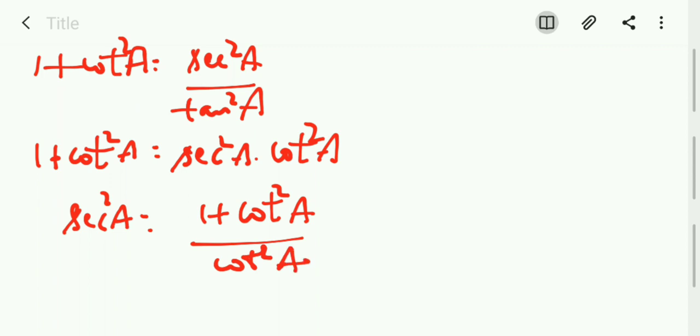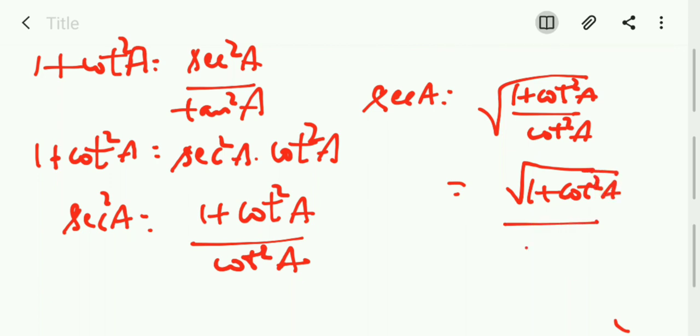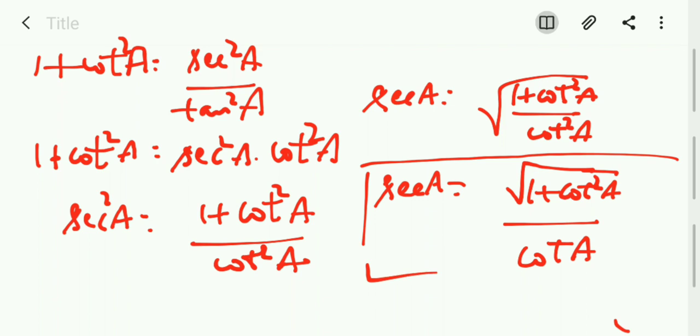Now what do I require? It is only secant, correct? Now I'll just keep the secant A here and I'll shift this. So secant A is the square root of 1 plus cot square A by cot square A, and what I'll be left with is square root of 1 plus cot square A by cot A, right? So this is my required answer. Okay, easy, simple. I think it looks very simple, right?